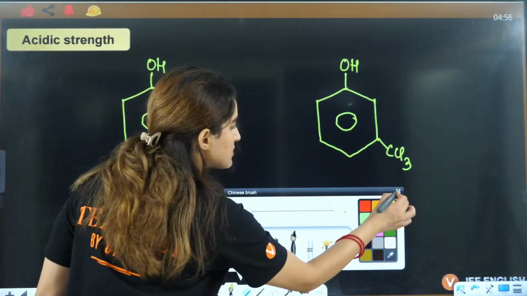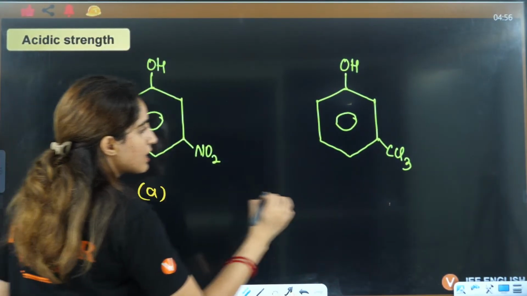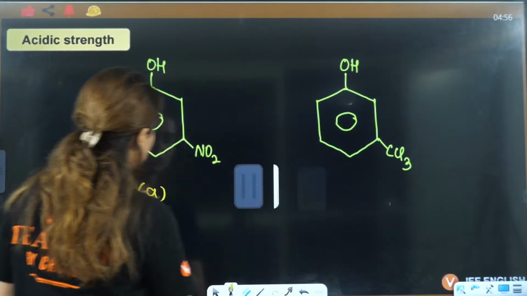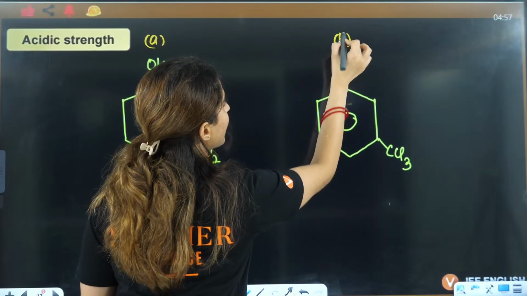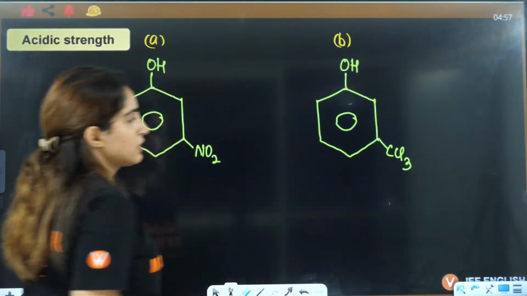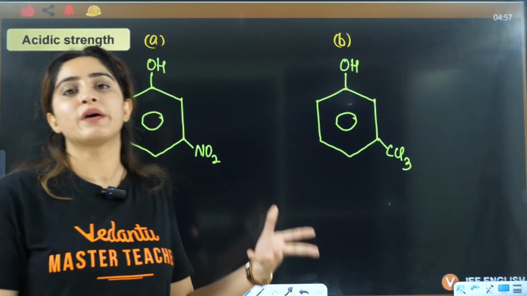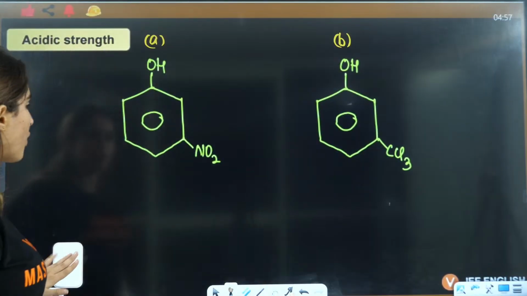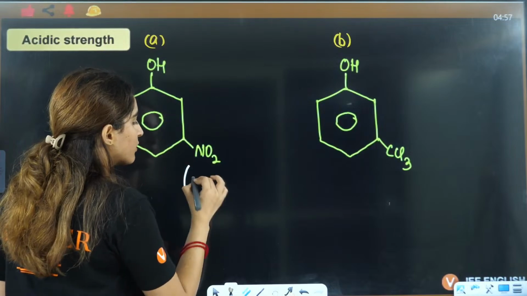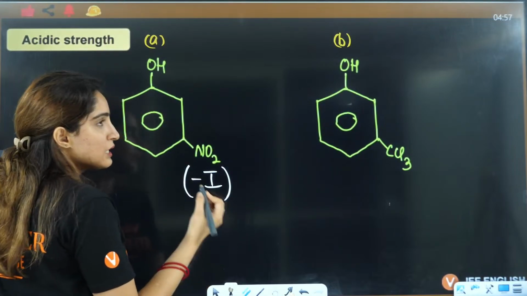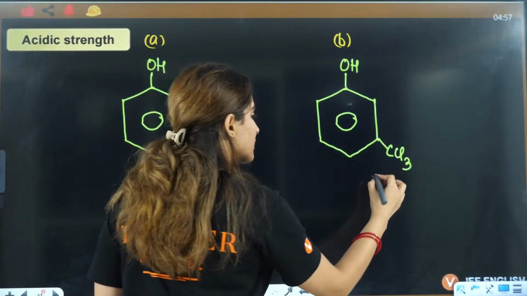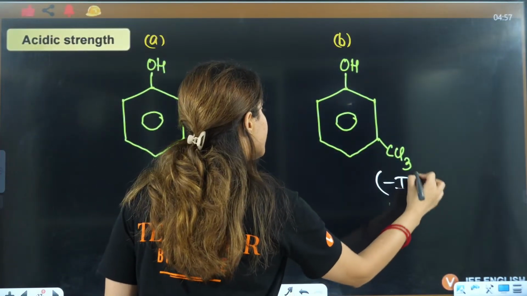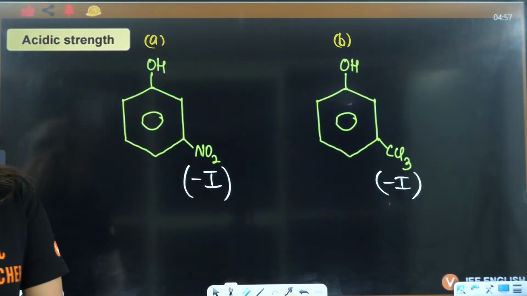Then the third one is, this is A and this is B. Now this is the meta position. Now I told you the first rule that at meta position mesomeric effect is not applied. Okay, so what are the effects? Here mesomeric effect is not applied, so this will be minus I only. Mesomeric and hyperconjugation is same thing only, because that is delocalization, that is not applied, so this will be minus I. Now you need to tell me which one will have good minus I effect.